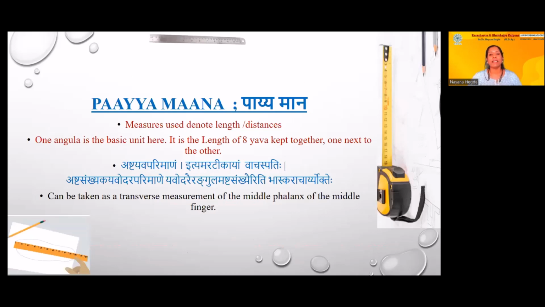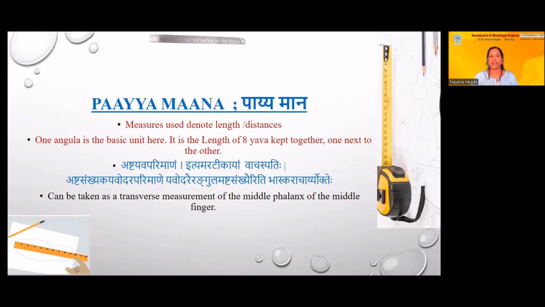Next is Payamana. Payamana, the measures which are used to denote the length or the distance of the substance. One angula is the basic unit here. So what is angula? According to Vachaspati or Amarakosha, Ashtayava Parimanam iti Amaratikayam Vachaspatihi.